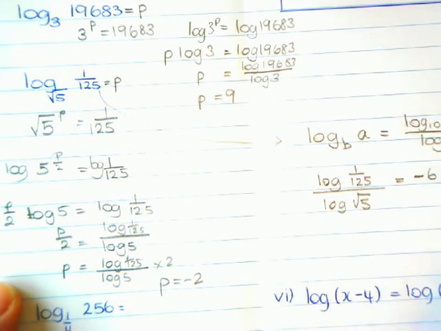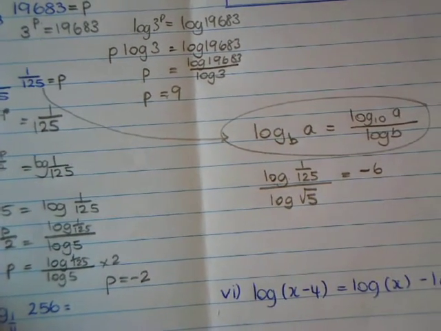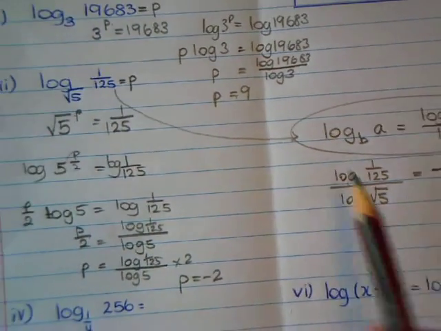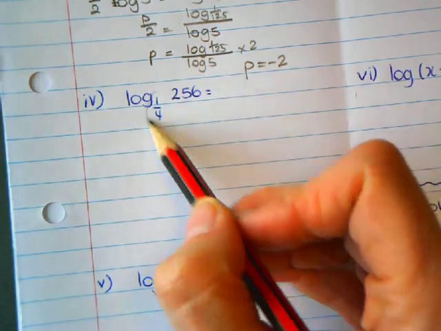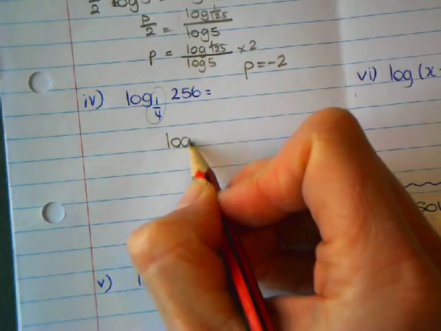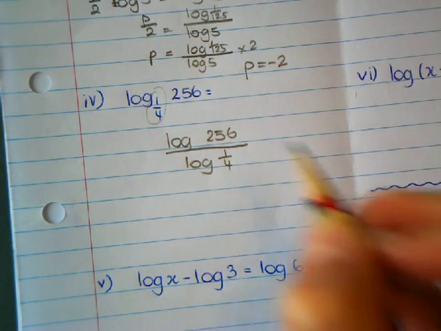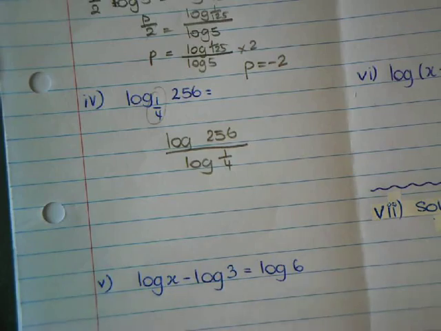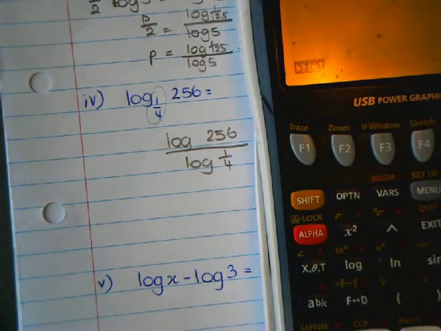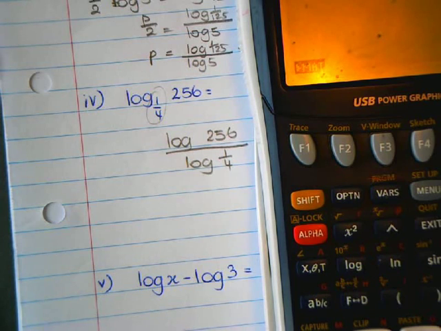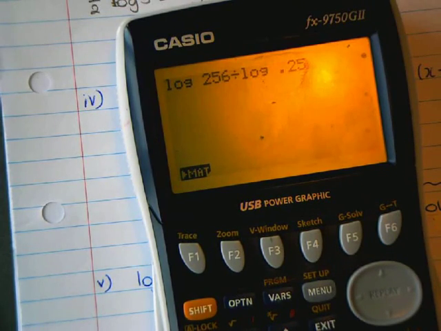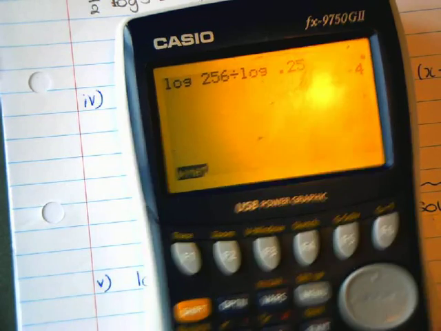So this is very handy in terms of being able to convert when you're calculating using bases other than base 10. Alright, let's try it on this one. This is base 1/4. So if I do log 256 divided by log 1/4, then I will find the answer a lot quicker. So log 256 divided by log 1/4, 0.25, equals -4.